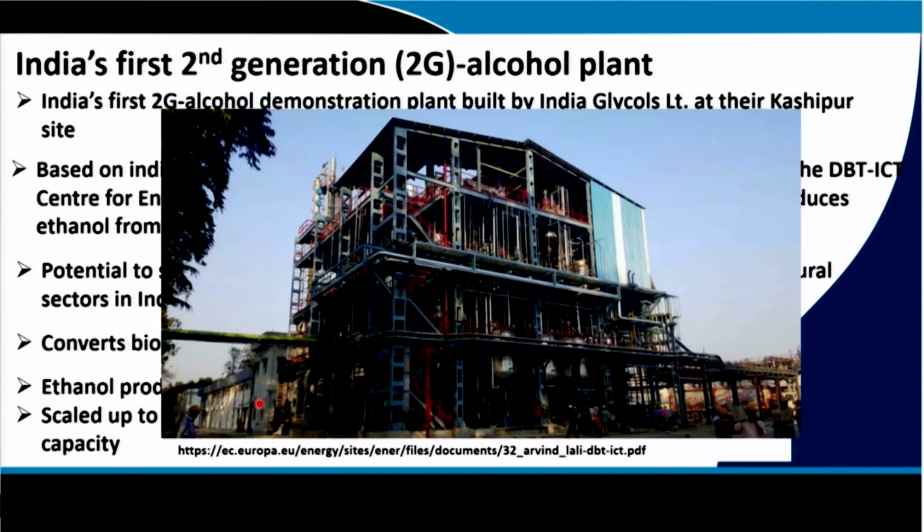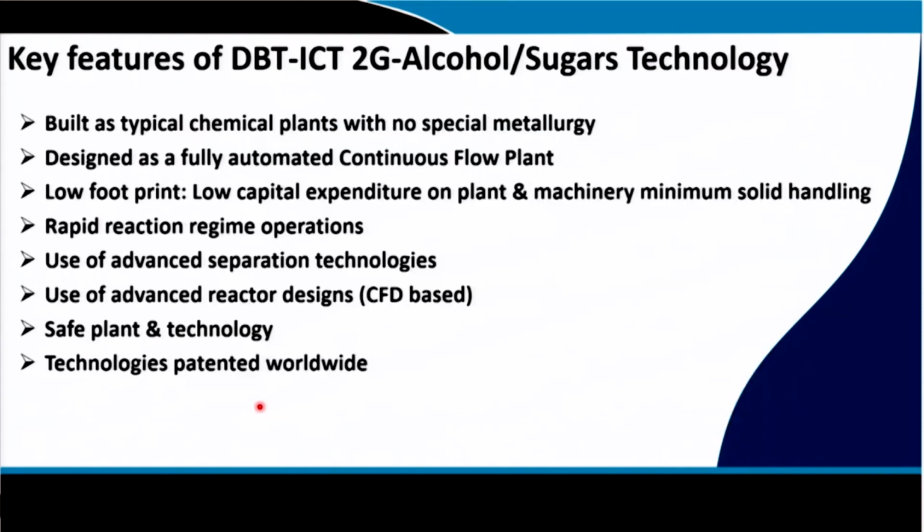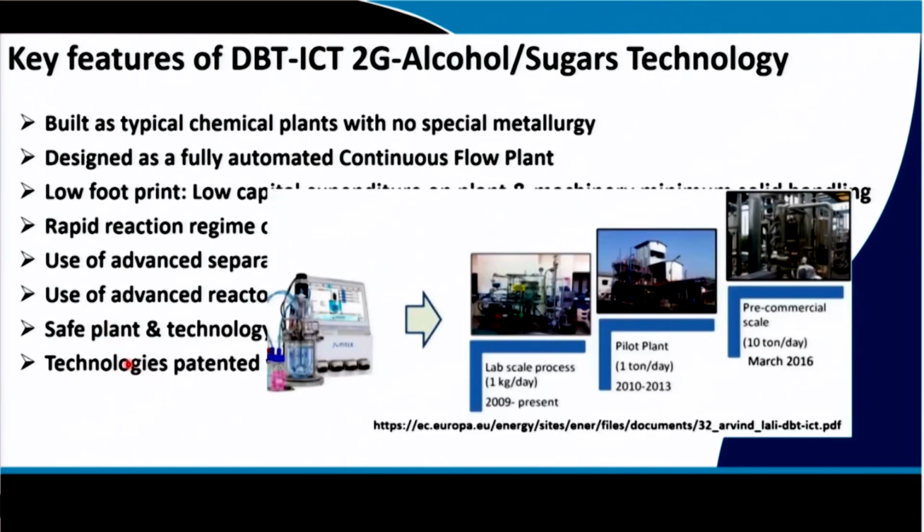So, here is the picture of the plant you can see, and the key features of this technology are: it is built as a typical chemical plant with no special metallurgy, designed as a fully automated continuous flow plant, low footprint, low capital expenditure on plant and machinery, minimum solid handling, rapid reactor regime operation, and a safe plant and technology. The technologies are patented worldwide.